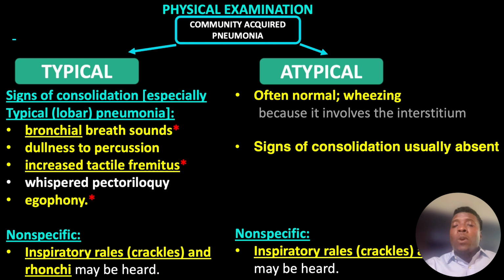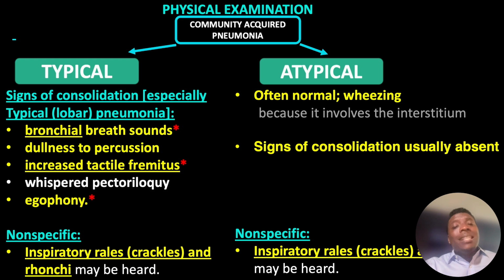Now, very important for questions on exams is what would the physical examination show? So, for typical pneumonias, commonly they can have bronchial breath sounds over the area of consolidation. They can have dullness to percussion. They can have increased fremitus, increased tactile fremitus, whispered pectoriloquy. They can have bronchophony, egophony. These are all the classic descriptions of what you may find on examination over the consolidation in a typical pneumonia.